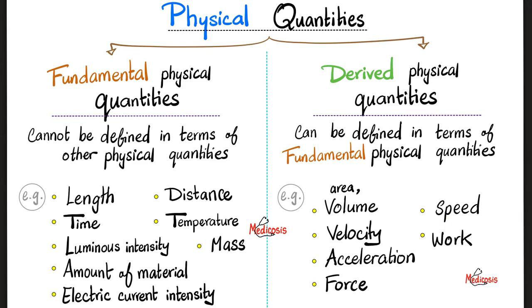Speed is derived from distance over time. Velocity is derived from displacement over time. Acceleration is derived from velocity over time. And force, which is derived from mass and acceleration. F equals m times a. If you want a horrible mnemonic, just write F equals MA and just imagine that I'm insulting your mother. How dare you, Medicosis? Easy, easy.